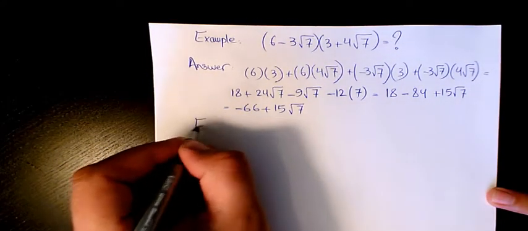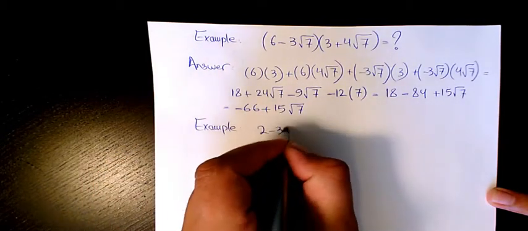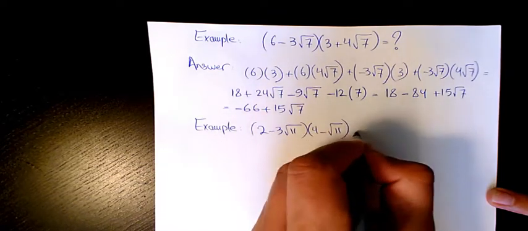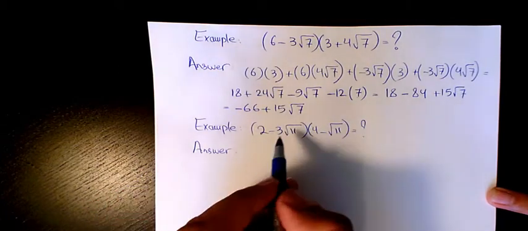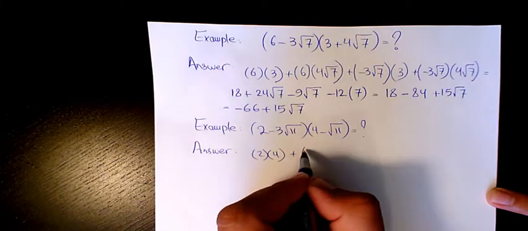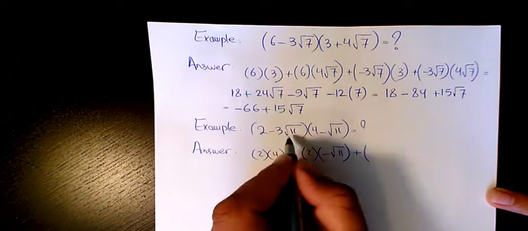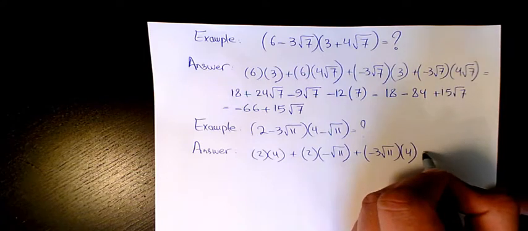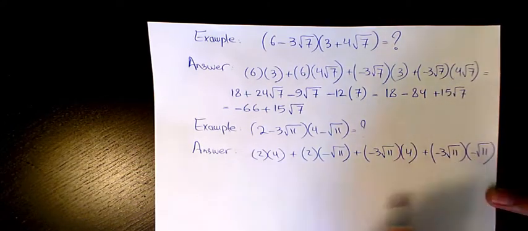Next example, we have 2 minus 3 root 11 times 4 minus root 11. Answer is 2 times 4 plus 2 times negative square root of 11 plus negative 3 root 11 times 4 and then minus 3 root 11 times negative root 11.